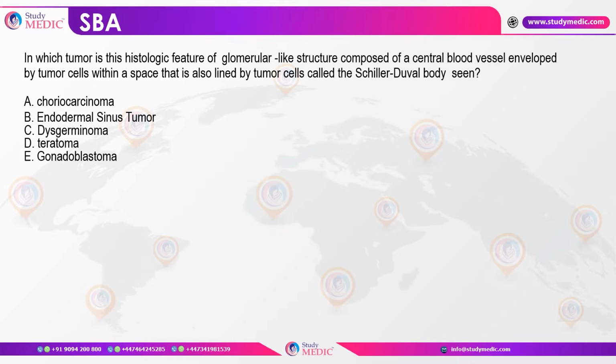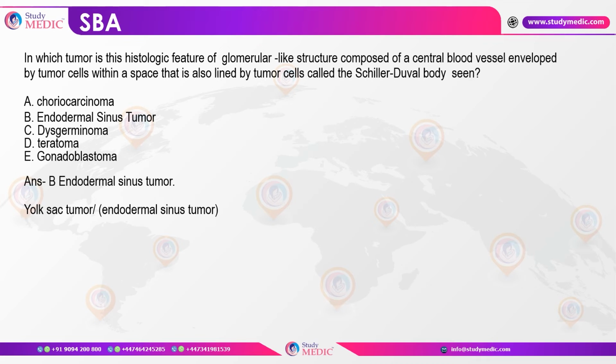So what looks like you have a structure like a glomerular-like structure which is composed of a central blood vessel enveloped by tumor cells within a space that is also lined by tumor cells, and this is called the Schiller-Duval body. So in which tumor do you expect to find this structure? The correct answer is endodermal sinus tumor.